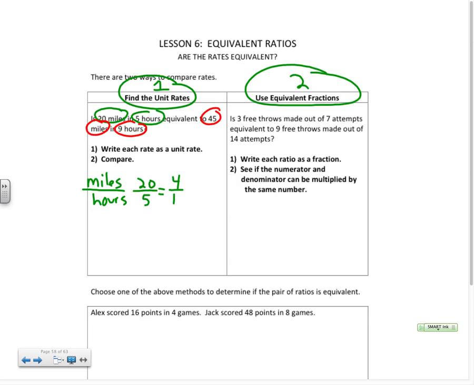Well, let's check the other rate. Again, we have miles to hours. But this rate is 45 miles in 9 hours. I want to make it a unit rate. So 45 divided by 9 is 5. So is 4 to 1 and 5 to 1 equal? No. So 20 to 5 and 45 to 9 are not equal. So I can say no, they're not equal because the unit rates are not equal.